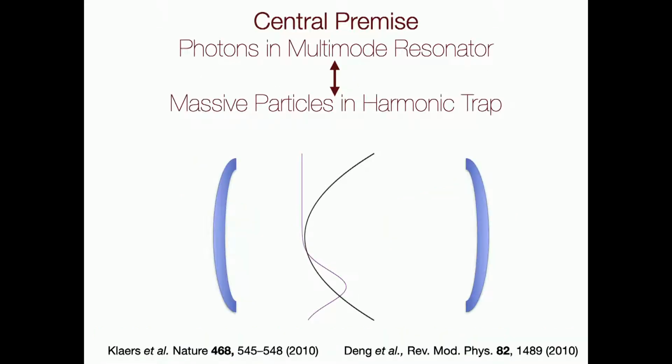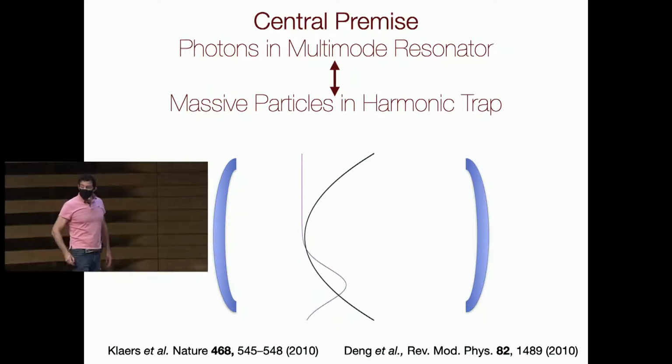Okay, so the central premise of this story is that a photon in a multimode cavity looks like a massive particle in a harmonic trap. So what's the picture you should have in mind here? I've got two cavity mirrors. I send some light into this cavity away from the axis. And my claim is that if you watch that light inside of the cavity, if you could do that, it would oscillate back and forth transversely like a massive harmonically trapped particle.